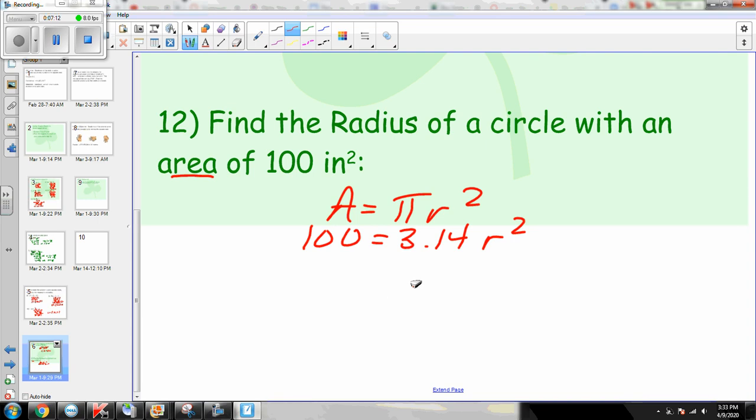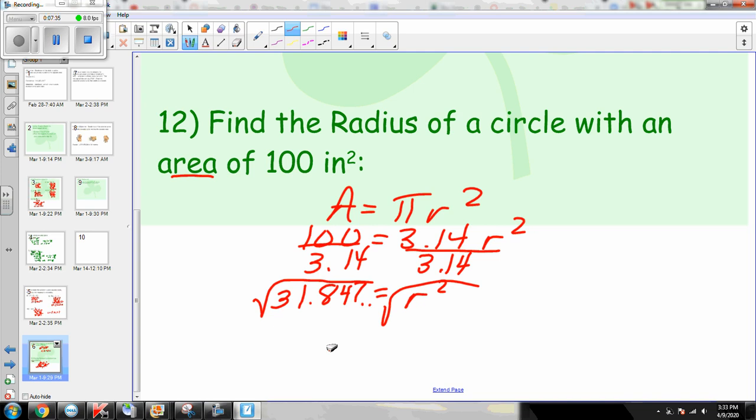I need to get the r to the second by itself, so I'm going to divide both sides by 3.14. When I divide by 3.14, I'm going to get about 31.847 and so on. So then when I take the square root of both sides, I would get about a 5.6 if I rounded to the tenths. My answer would be 5.6 feet for the radius. It would not be a negative because you cannot have a negative radius.